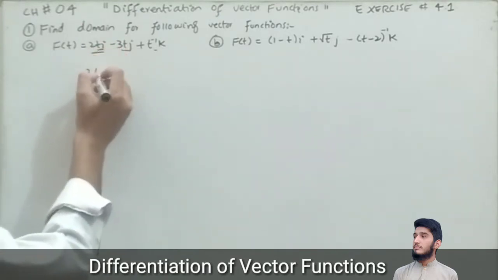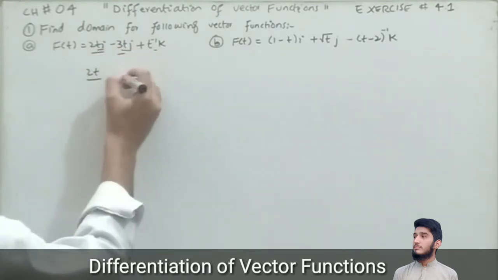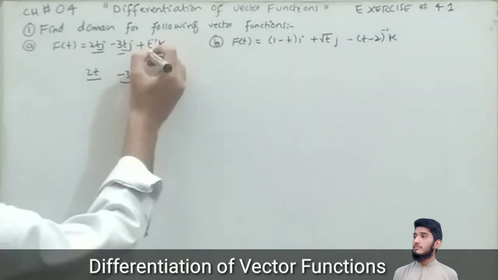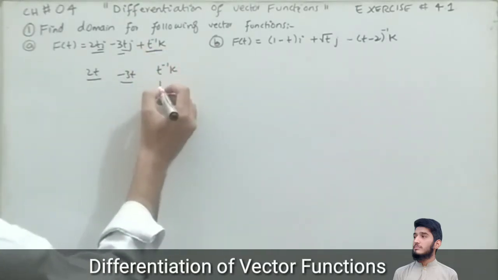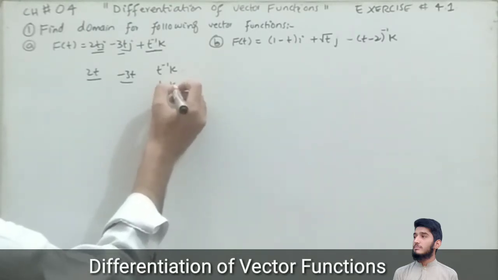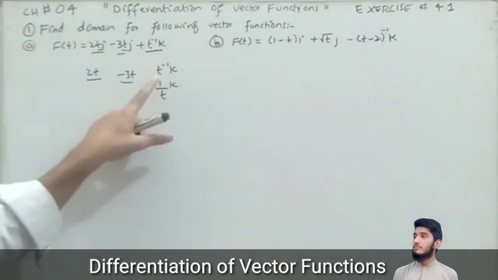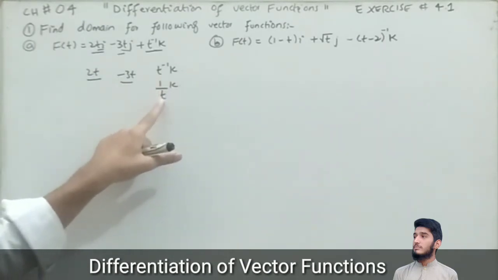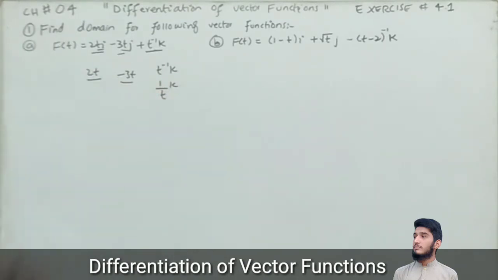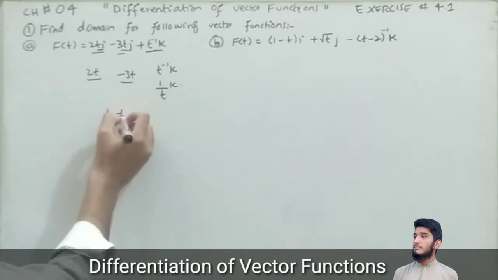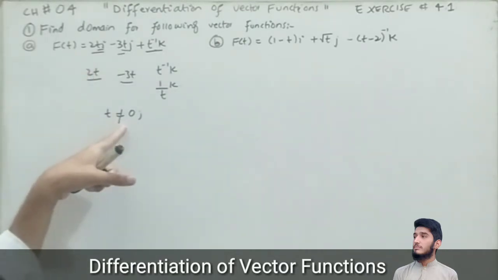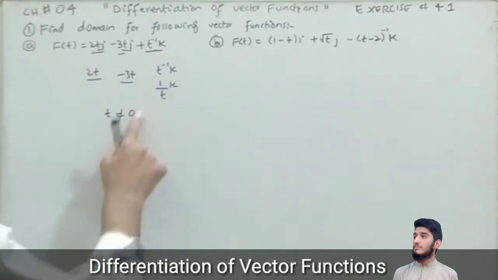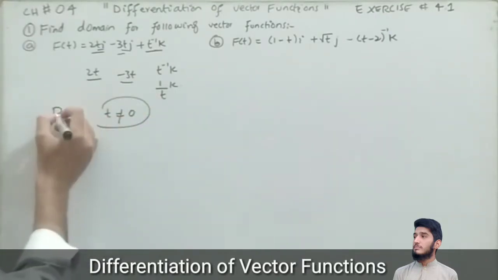So the domain is all those values of the independent variable for which the function is defined. For 2t the function is defined, and for −3t the function is always defined. But for t^(−1) k, we can write t^(−1) as 1 over t. When the fraction form comes up, we make the denominator equal to 0 to find the excluded value. Over here the denominator is t, so the denominator should not be equal to 0. The function is defined for all values except t = 0. It means the domain for this function is t not equal to 0, and all other real values.